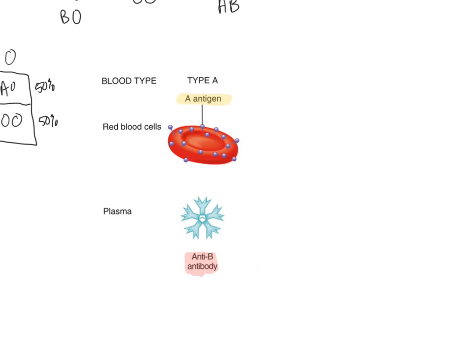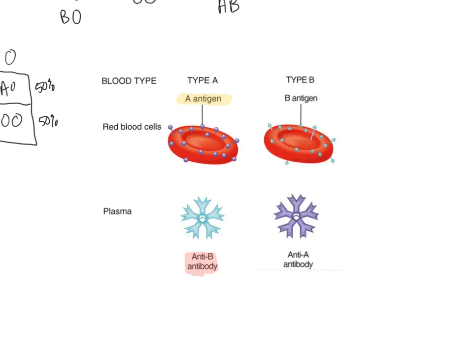Let's take a look now at type B. Look at the surface of this type B red blood cell. What do we see? We see B antigens. Look at the shape of those proteins. They are triangular. They fit nicely into these anti-B antibodies. So that was the reaction that we just finished talking about.